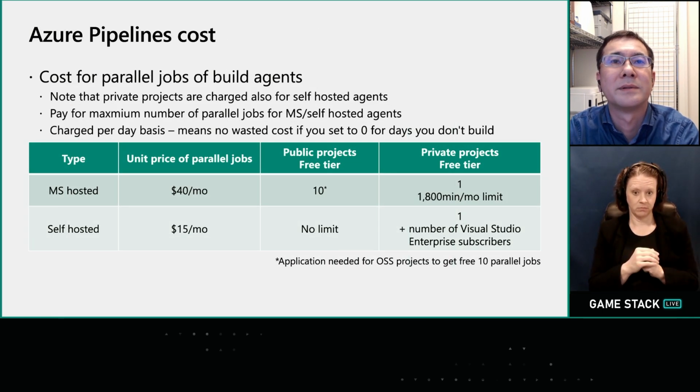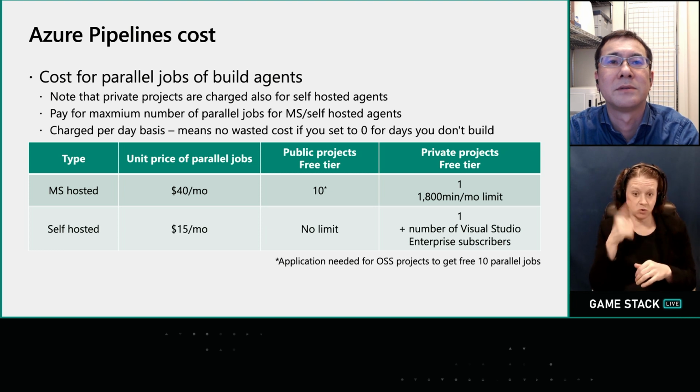This table shows the cost of Azure Pipelines. The cost is based on the additional parallelism you purchase, and its unit price is different for agent types and project visibility, public or private. It's charged per day basis, which means you can save more cost. You can save more cost if you set it to zero parallelism for the days you don't build.